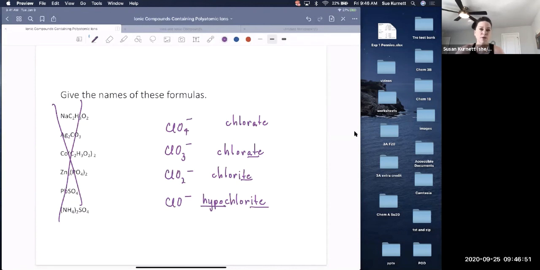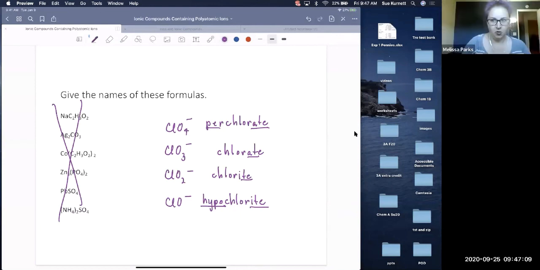And then more than could be hyper, but we don't say hyper, we say per. More than the -ate is the per-ate. So perchlorate is an oxygen more than chlorate. This is only for group 7, right? So you said, yes, that's right.